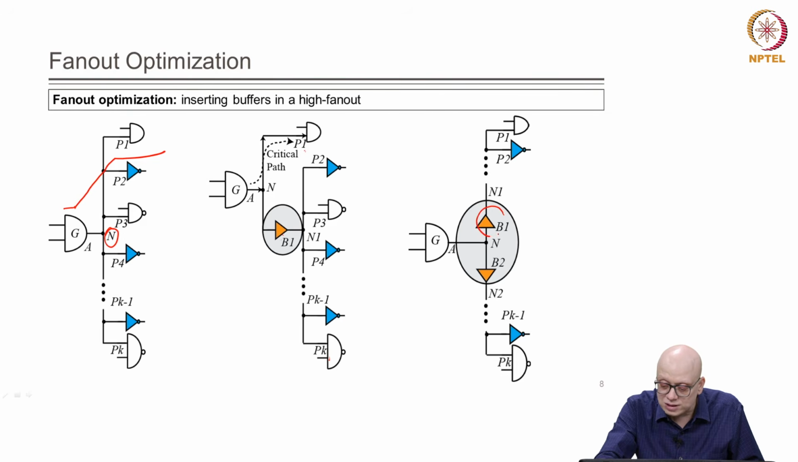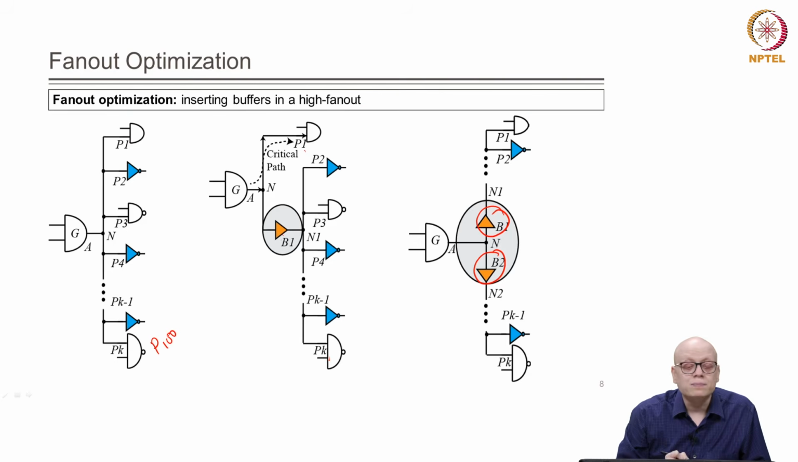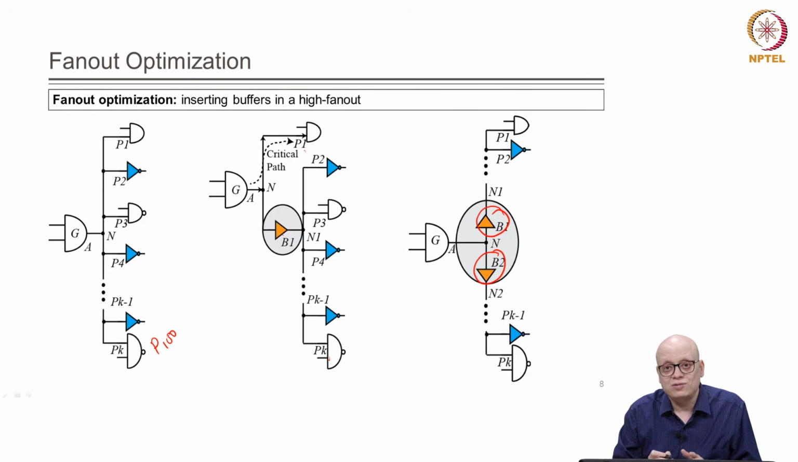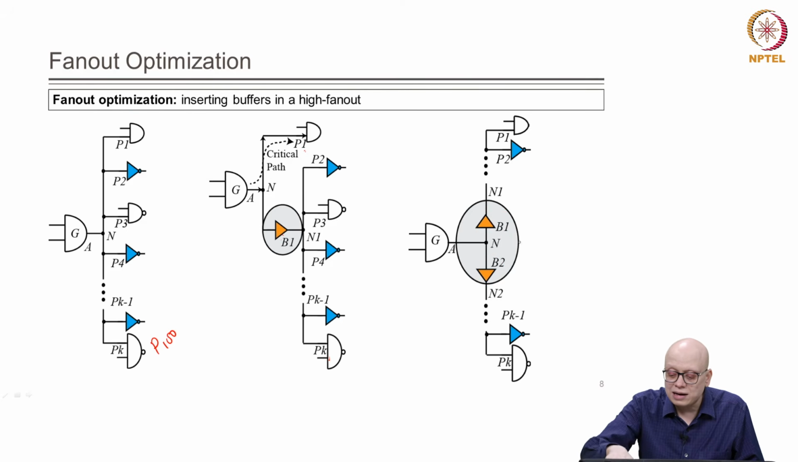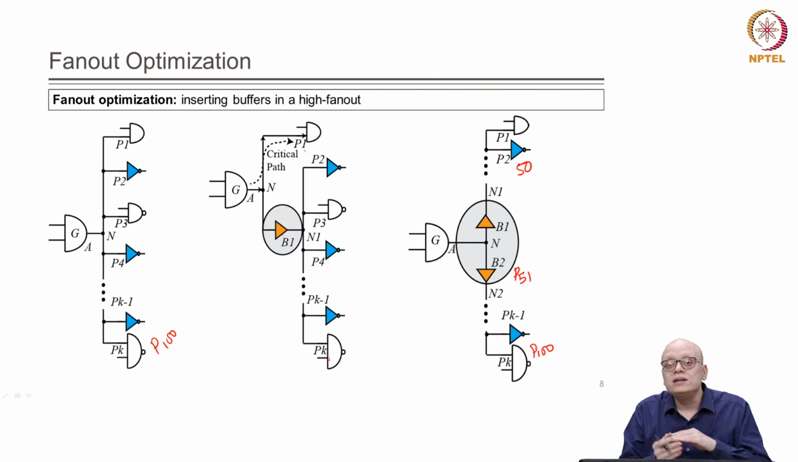So, we can add two buffers B1 and B2. Now, suppose there were say 100 sink pins, P1, P2, P3 to P100. Suppose there were 100 pins in the fan out. So, what we can do is that we can add two buffers, B1 which is driving P1 to P50, and B2 is driving P51 to P100. So, we have distributed the fan out with two buffers.